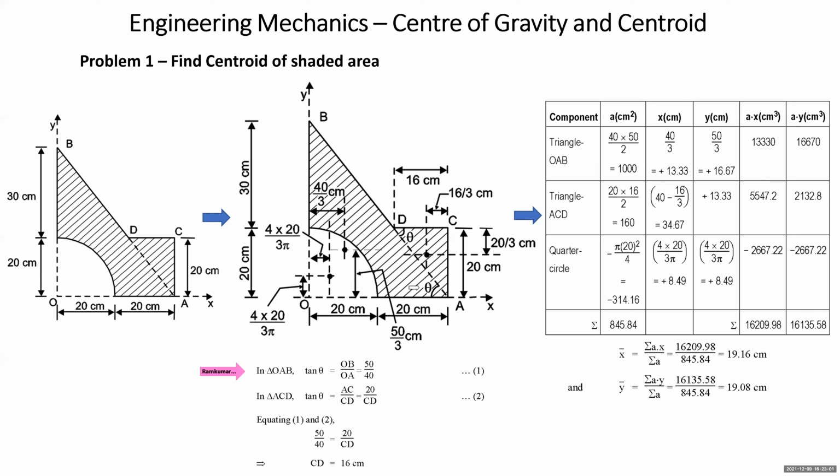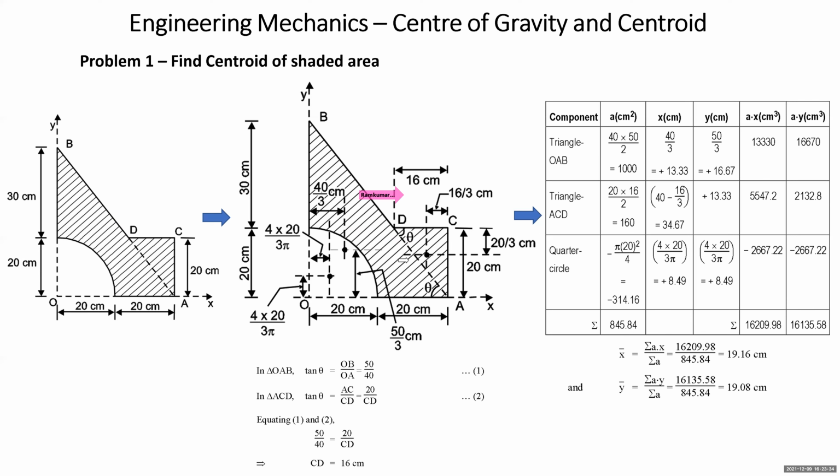Now, if this is angle theta, you can see that in triangle ACD, this is also angle theta, alternate angle. So in triangle ACD, tan theta will be AC upon CD. AC is given to us as 20 centimeter, so 20 upon CD. If you equate the two values of tan theta, you'll get 50 upon 40 is 20 upon CD. CD comes out to be 16 centimeters. So this way, students, this dimension CD is arrived at 16 centimeter.